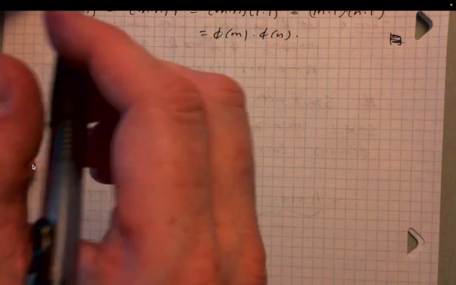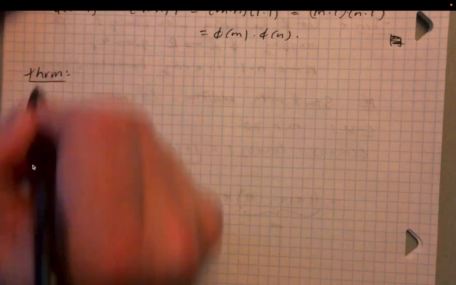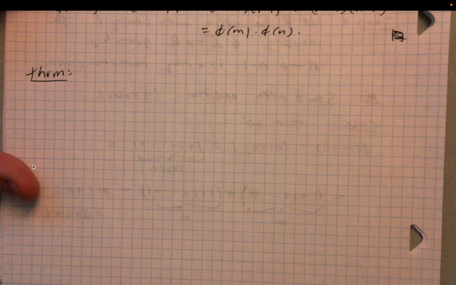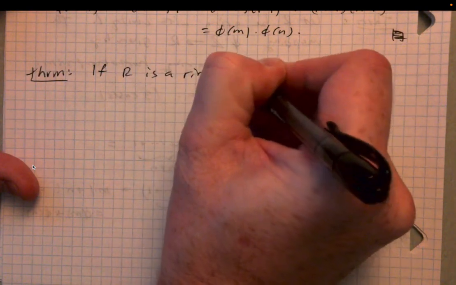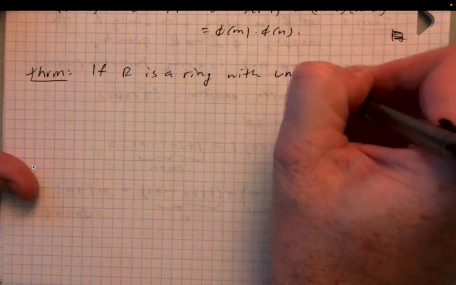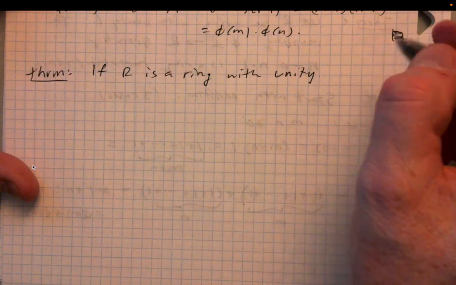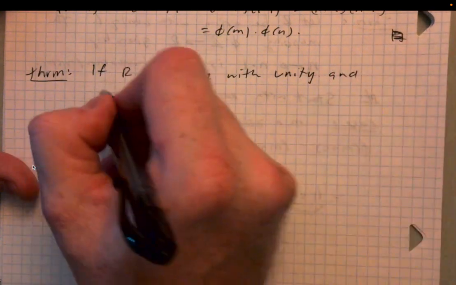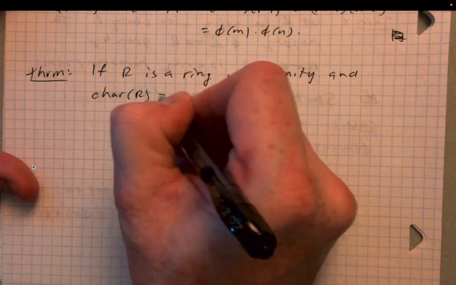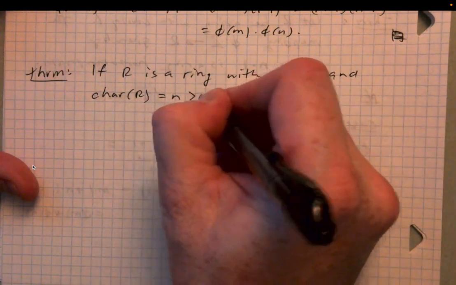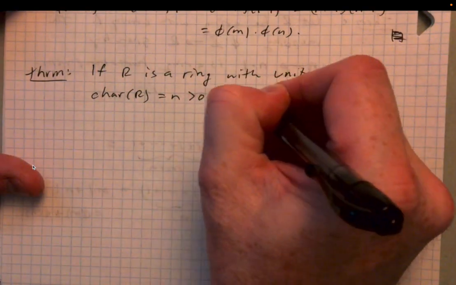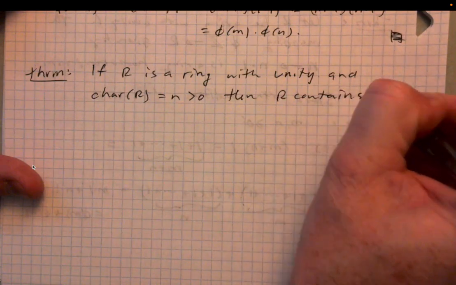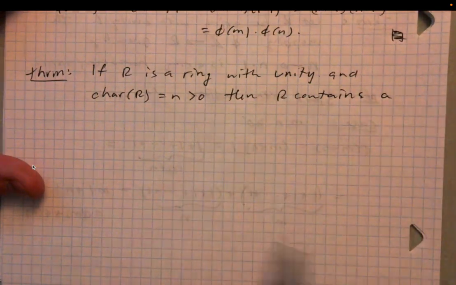And so the first of the two is this guy. The first of the two says that if R is a ring with unity, and the characteristic of R is equal to n, which is greater than 0, so this does not have characteristic 0, then R contains a subring isomorphic to Zn.